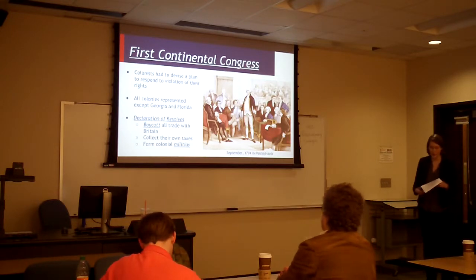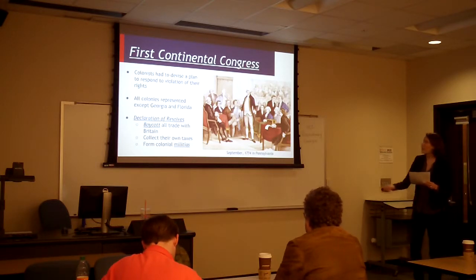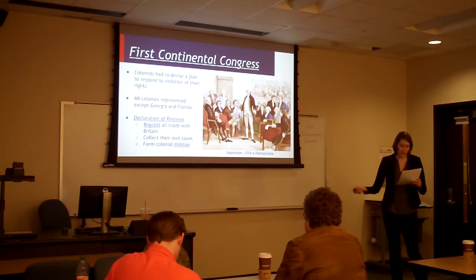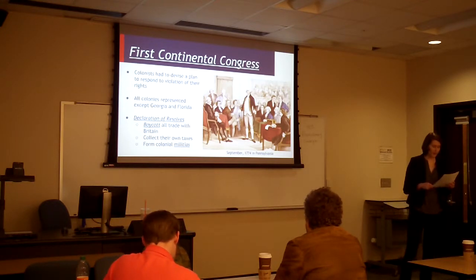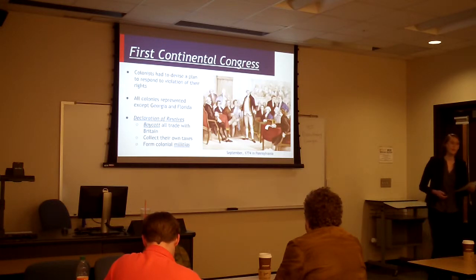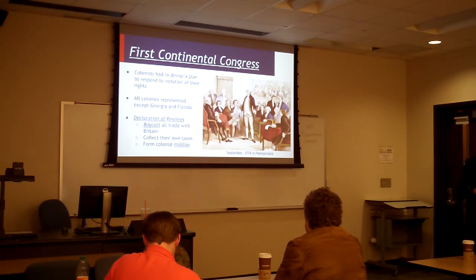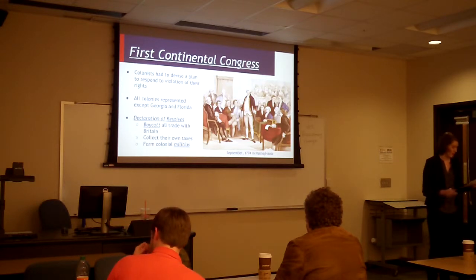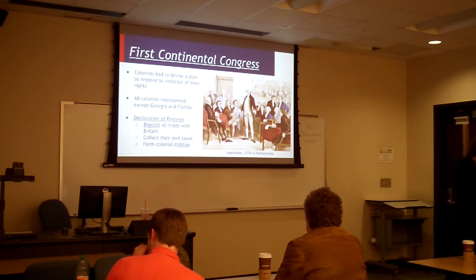The Declaration of Resolves did two main things: boycotted all trade with Britain until the repeal of the Intolerable Acts, and it advised colonists to arm themselves and form militias. While the colonies were not ready to officially declare independence from England, this is the first time that they're insisting on colonial rights. They agreed to meet again in May if Parliament did not repeal the acts.